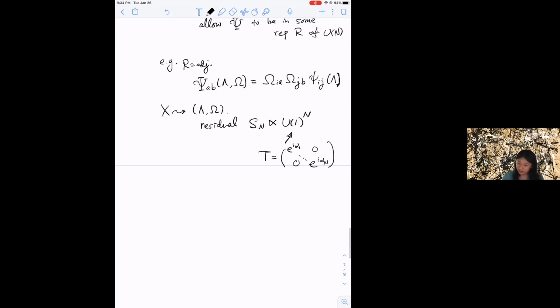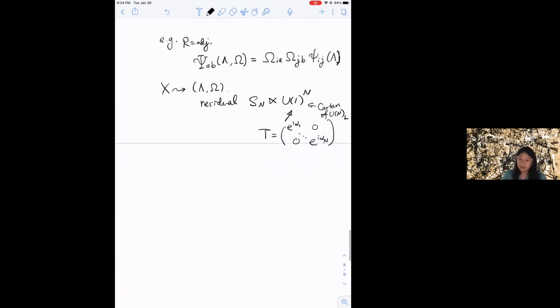You can think of this as the Cartan subalgebra or the maximal torus of UN. But I emphasize that this is the left UN action on omega. The gauge rotation on omega is the right action, which is not to be confused with this. Okay, they're slightly different. I mean, the original UN gauge rotation is the right action on omega. Now I'm talking about the left action on omega.